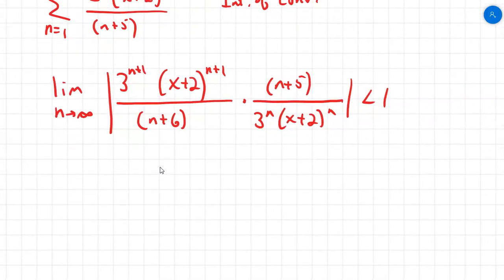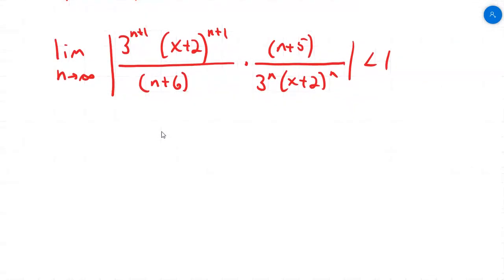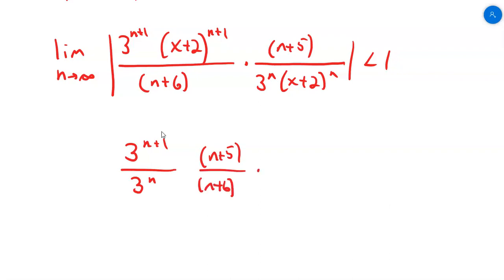All right, let's try to arrange this in some semblance of order. I've got my 3's, so I got a 3 to the n plus 1 and a 3 to the n. Here I got an n plus 5 on the top and an n plus 6 on the bottom. And then how about the x's? I've got an x plus 2 to the n plus first. I've got an x plus 2 to the n.